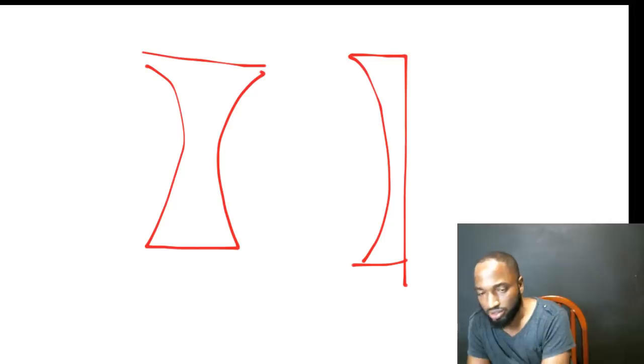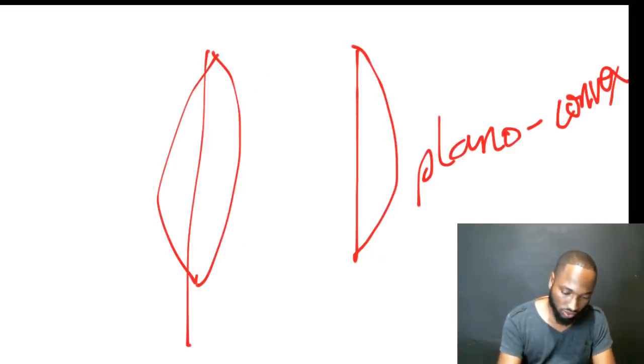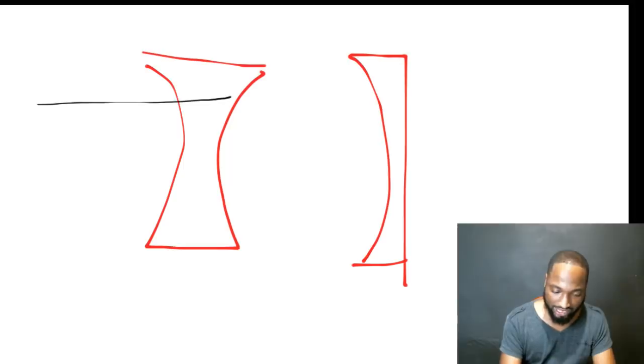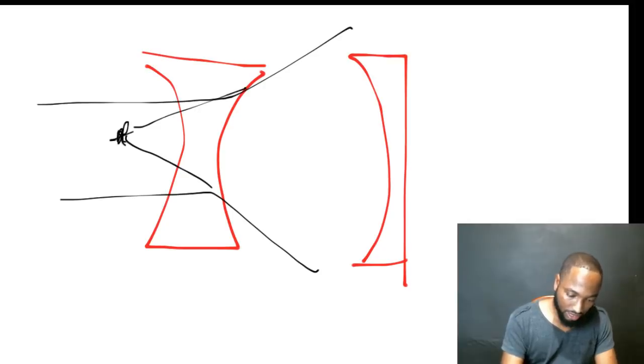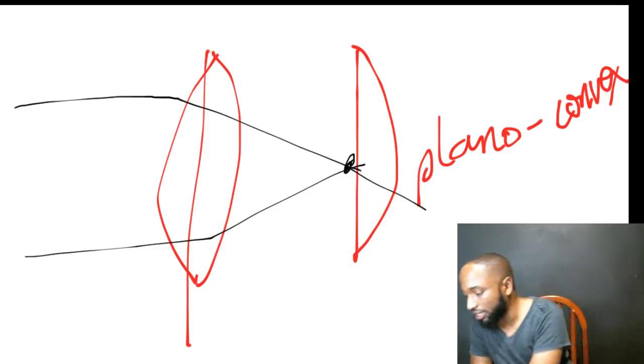Terms: definition for concave, definition for convex lens. A convex lens bends the light inwards as it passes through. The light will bend inwards. A concave lens bends the light outwards as it passes through. Now if you back this up, this will be the focal point there. And this is the focal point here, it passes through the focal point there.